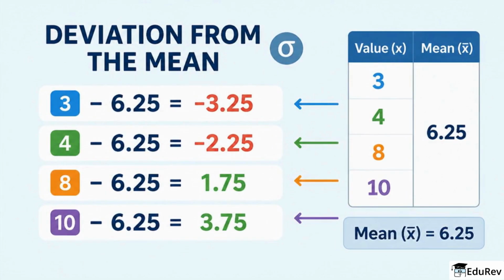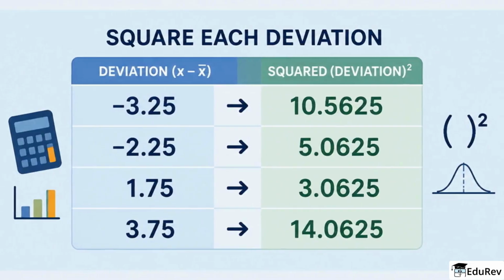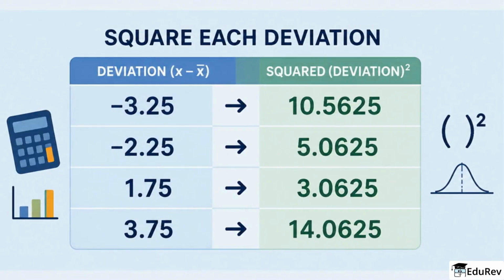3 minus 6.25 equals minus 3.25. 4 minus 6.25 equals minus 2.25. 8 minus 6.25 equals 1.75. 10 minus 6.25 equals 3.75. Square each deviation. Square of minus 3.25 is 10.5625.